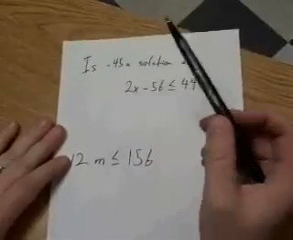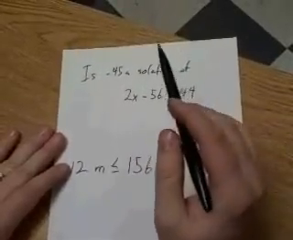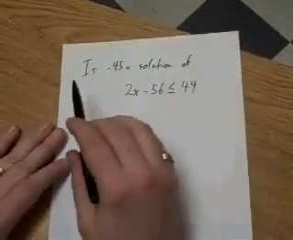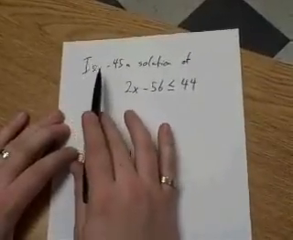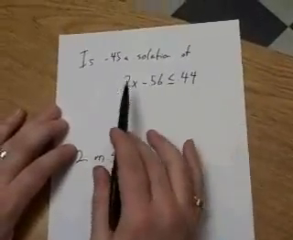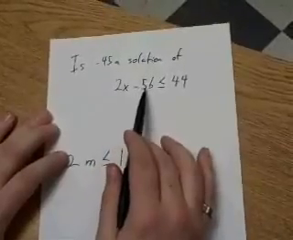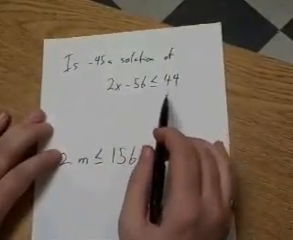Today we're talking about an introduction to inequalities. We're going to start looking at inequalities. The first type of question that you're going to run into is: is negative 45 a solution of 2x minus 56 is less than or equal to 44?